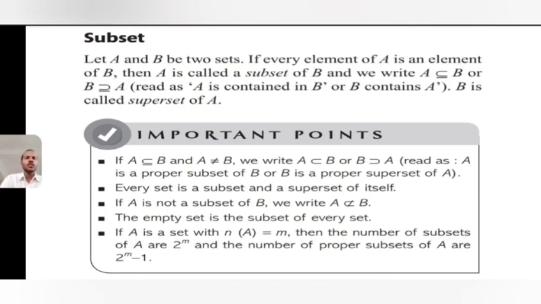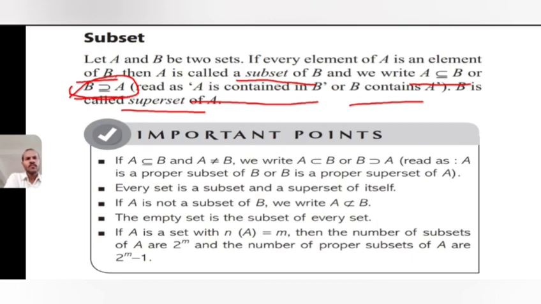Let A and B be two sets. If every element of A is an element of B, then A is called a subset of B, and we write it in this way: A subset of B, or B superset of A. It is read as A is contained in B, or B contains A. That is, B is called the superset of A, and A is called the subset of B, right?